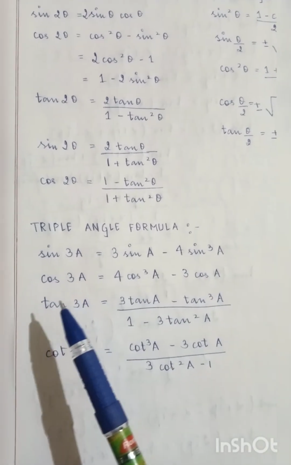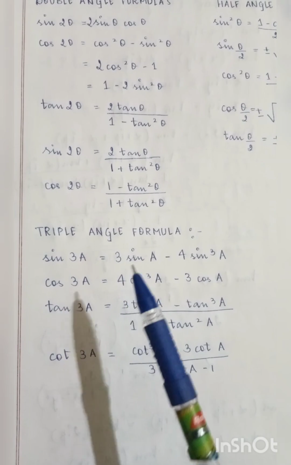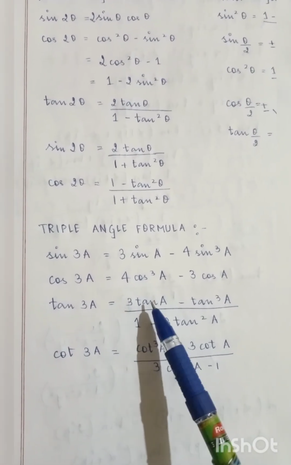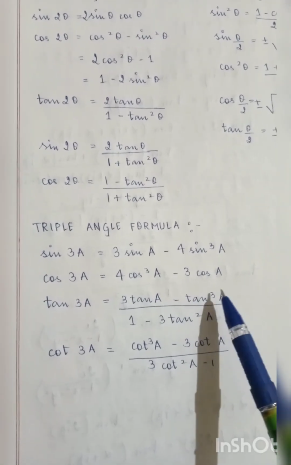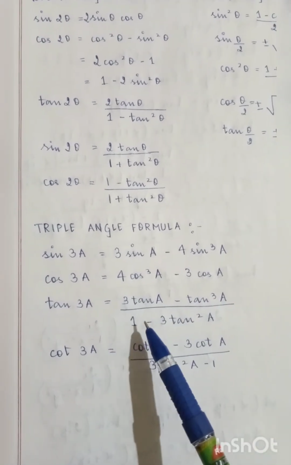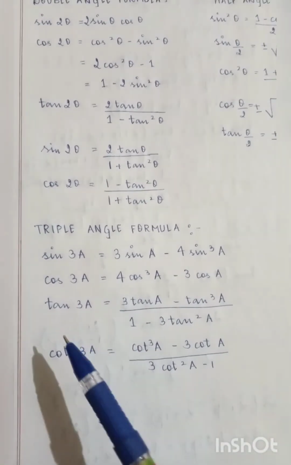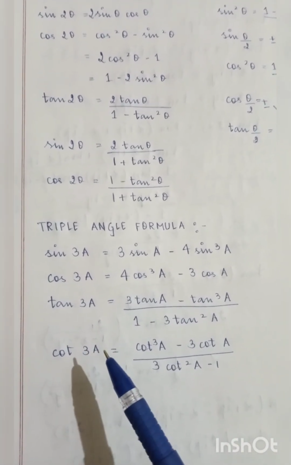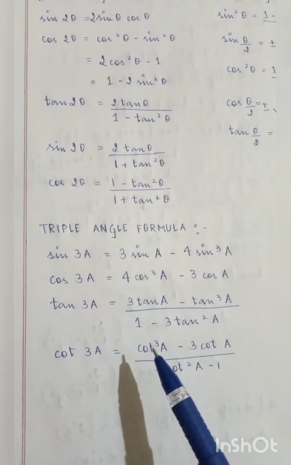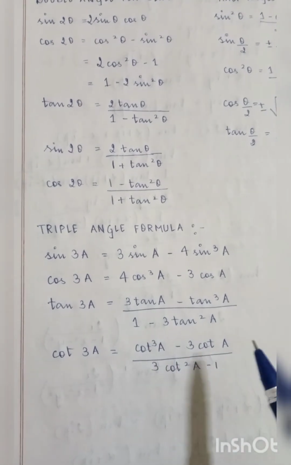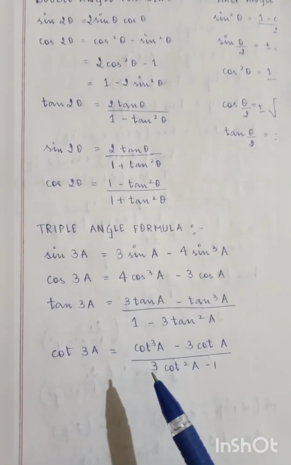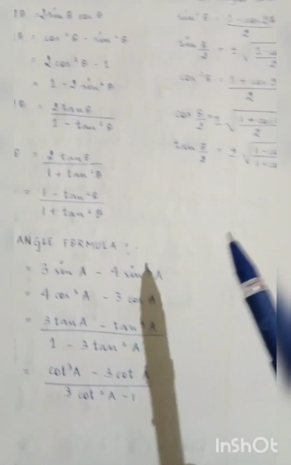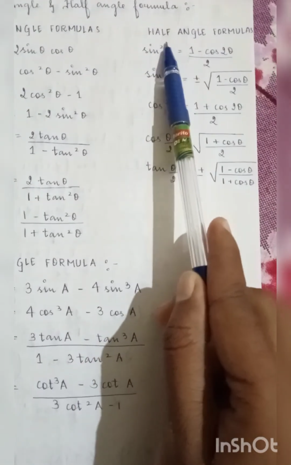Similarly, for tan, it is a mixture of sine and cos. So we would get 3 tan A minus tan cube A divided by 1 minus 3 tan square A for tan 3 theta. And for cot 3A, it would be cot cube A minus 3 cot A divided by 3 cot square A minus 1.